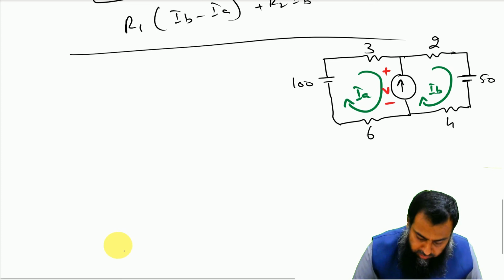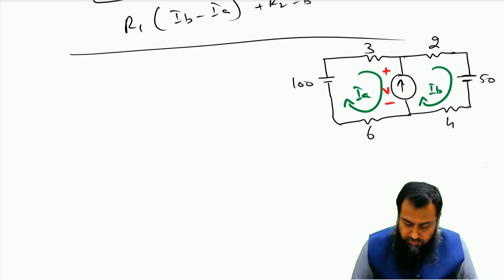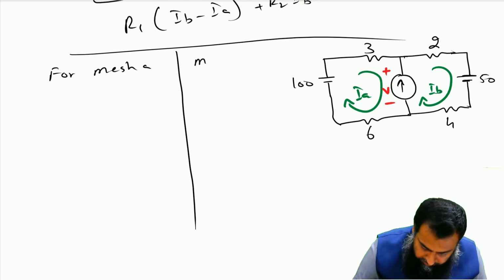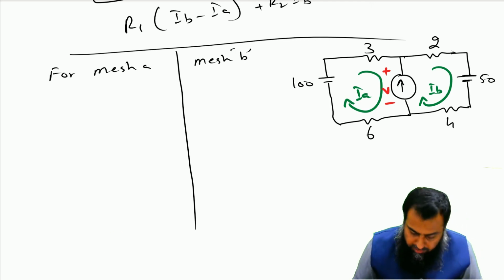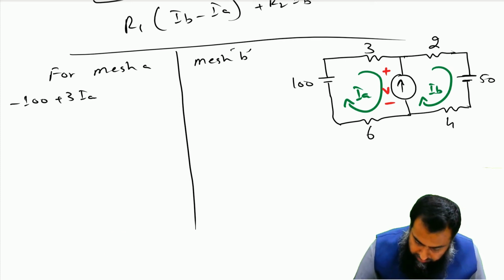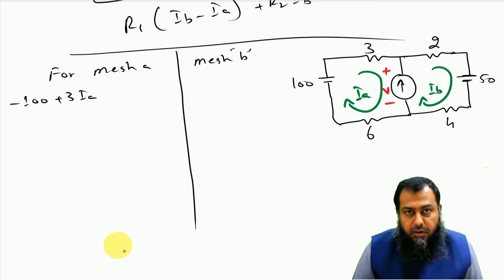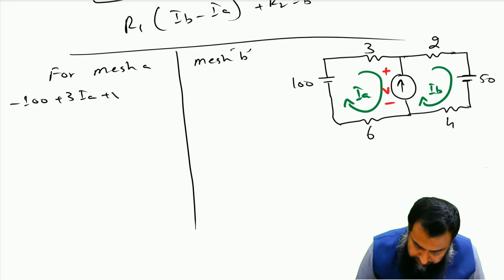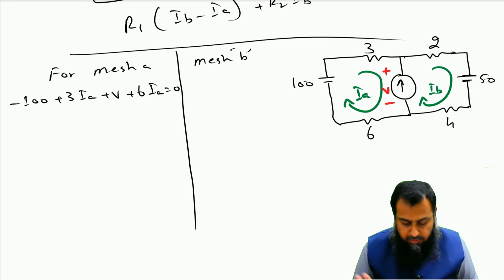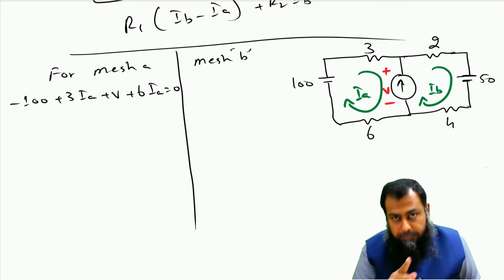Now, if I write down the equation for IA, for mesh A, I will write down the equation here, and for mesh B, I shall write down the equation here. So for mesh A, we have minus 100 plus 3 IA, and then this is entering the positive terminal of this voltage source, so this is plus V, then plus 6 times IA, and that is equal to 0. This is my equation for mesh current A, right?